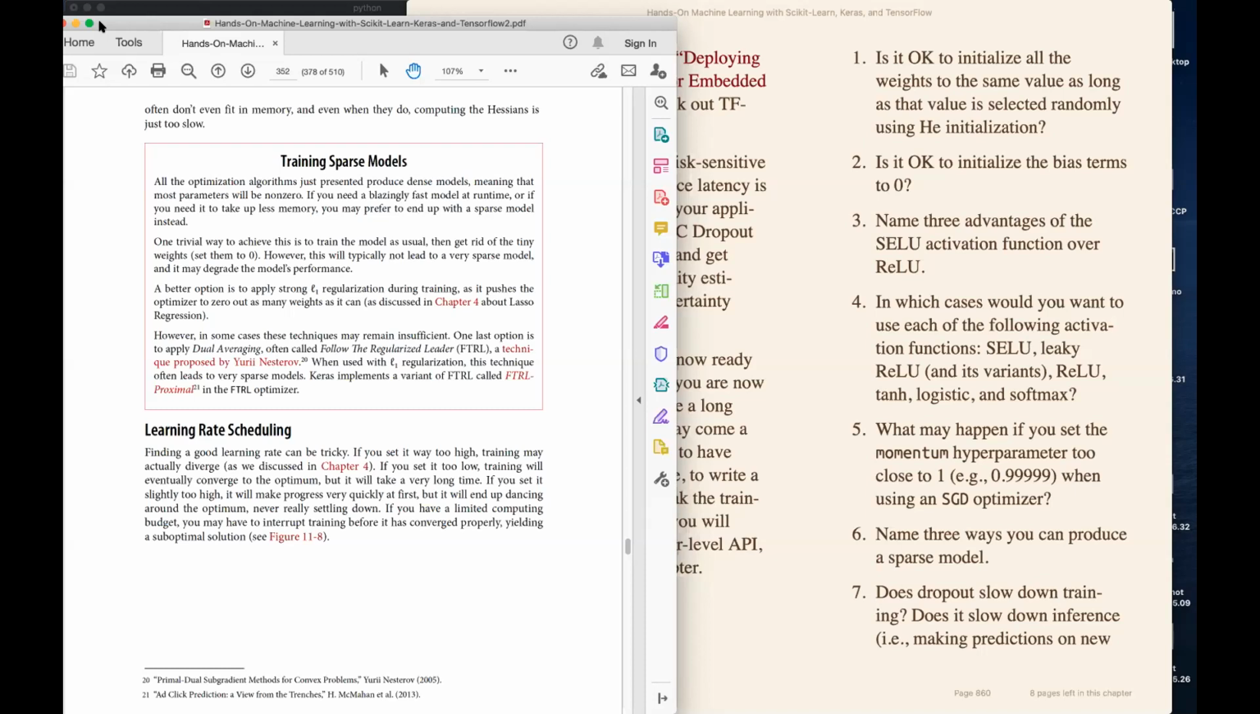Okay, so does that answer your question, Samsudin? Yeah, sure. Okay, so next is sparse model. So let's do this question.